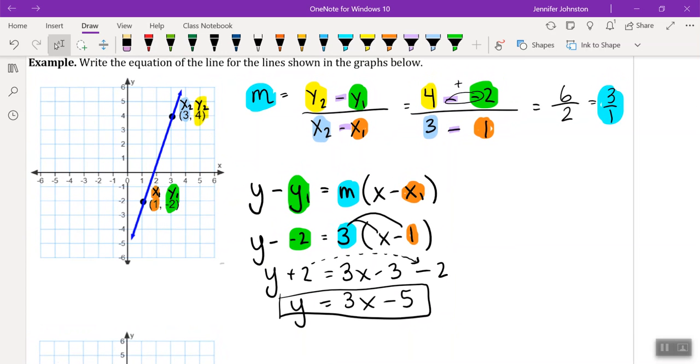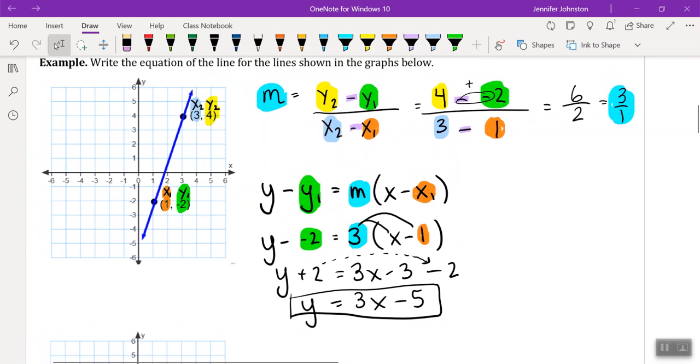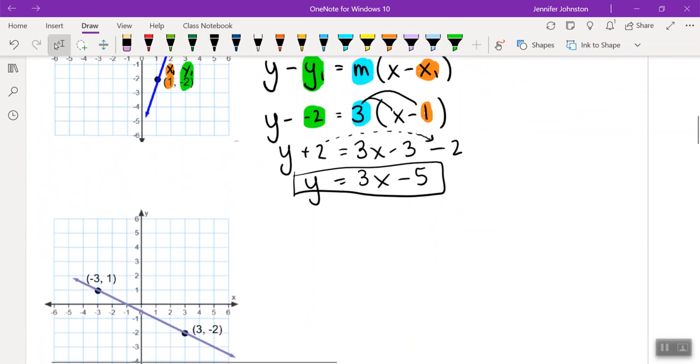That would be a good time to pause the video in case people are still writing things down. I'm just going to keep on going now.